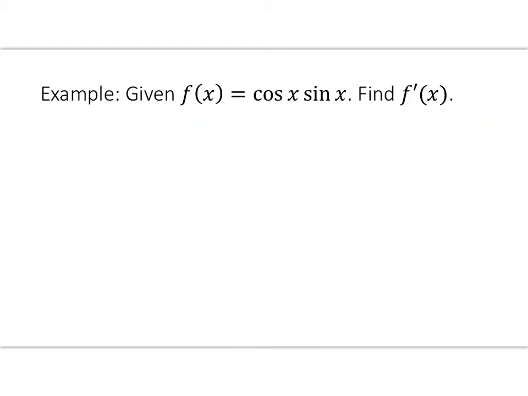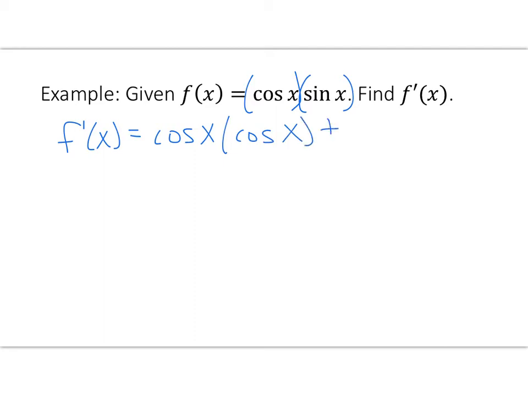All right, so another example, f of x equals cosine x sine x. We want to find f prime of x, find our derivative. So again, this is a product, cosine x times sine x, so I'm going to use my product rule. So f prime of x is equal to the first, which is cosine x, times the derivative of the second, derivative of sine x is cosine x, plus the second, sine x, times derivative of the first. Derivative of cosine x is negative sine x.